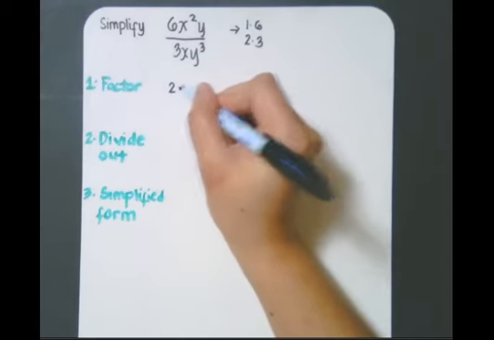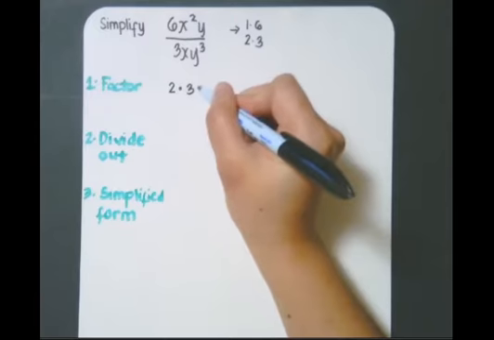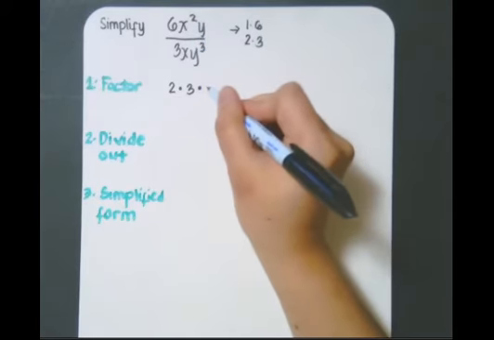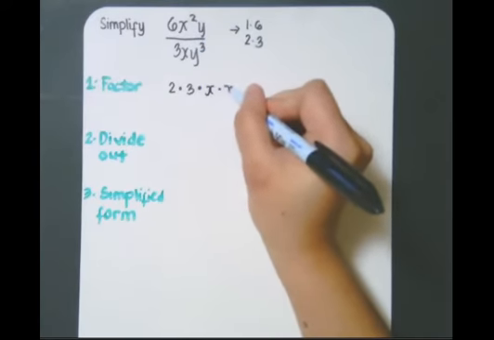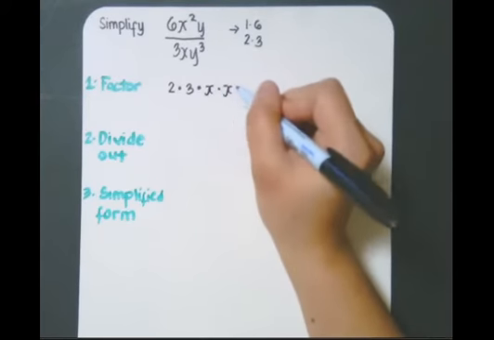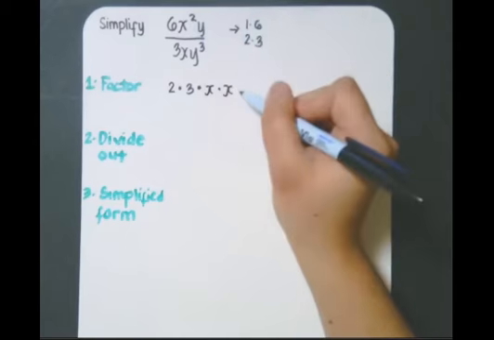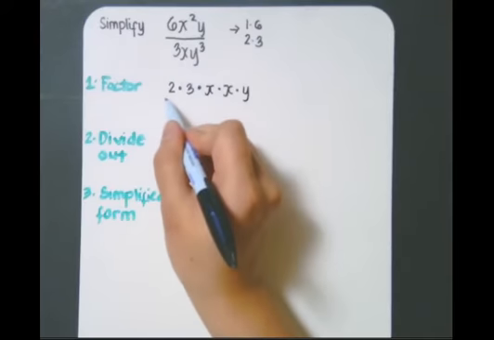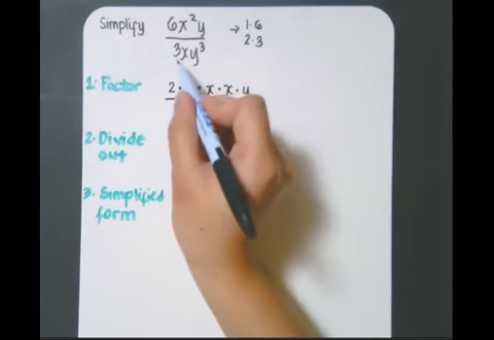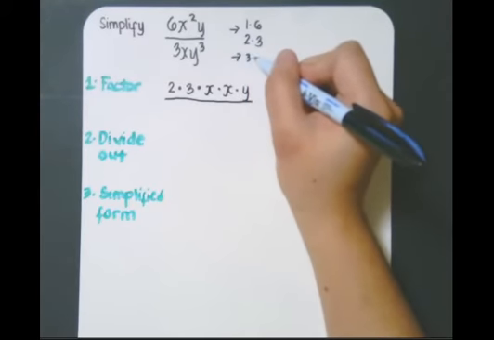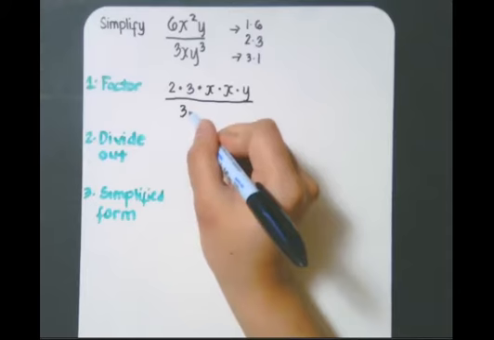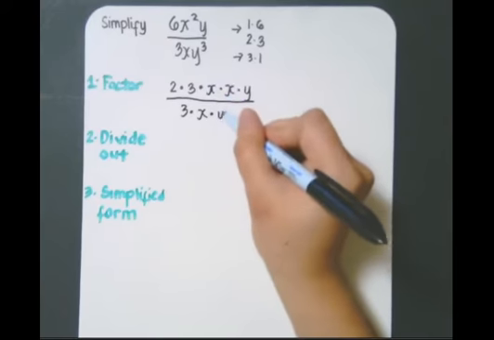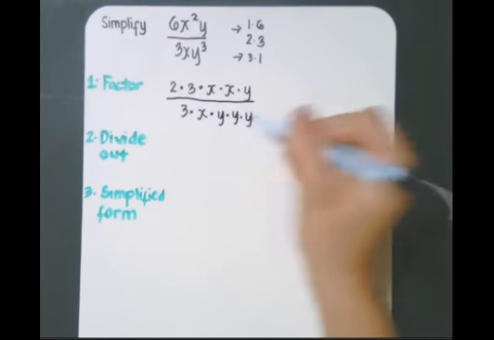So we write 2 times 3 times, applying your laws of exponents, that x raised to 2 is the same with x times x, because when you add the exponents, 1 plus 1, that will be equal to 2, times y. And then we also factor our denominator, all over 3, which has a factor of 3 times 1, so we will just write 3 times x times y raised to 3, which is y times y times y.